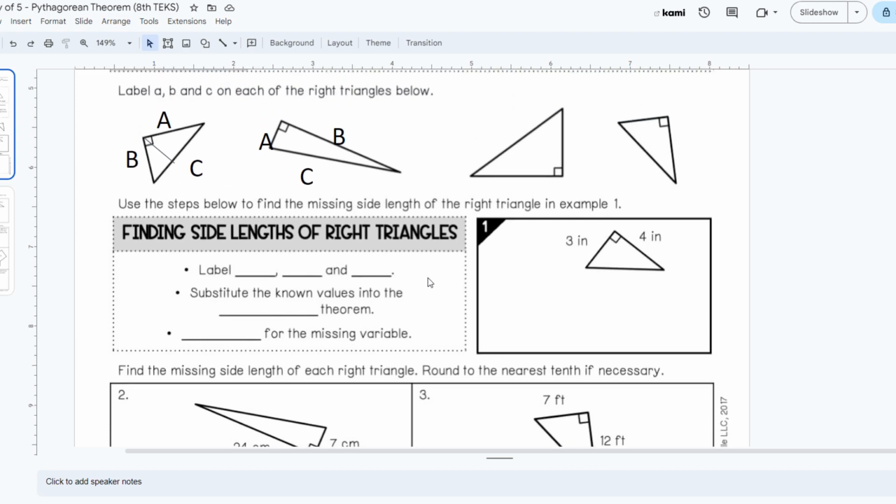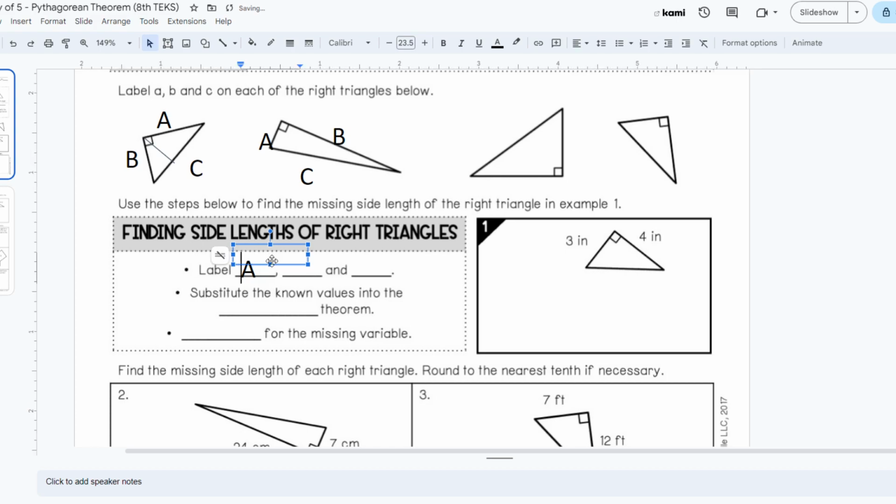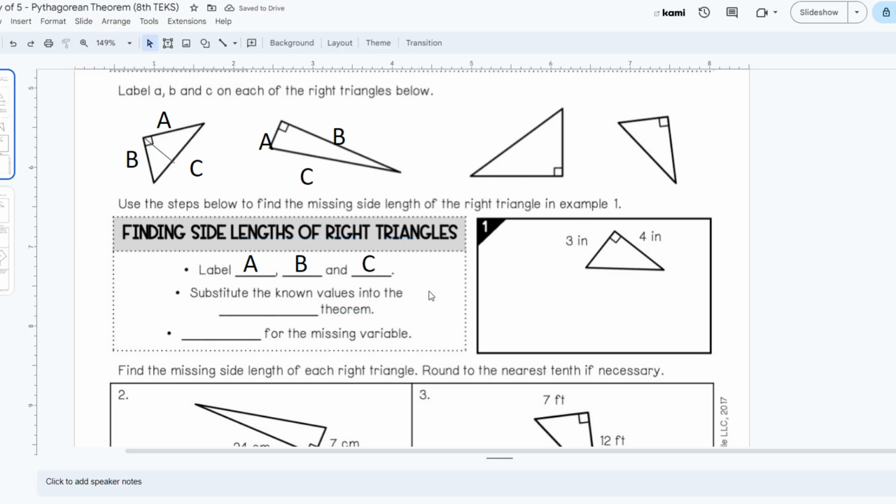All right. Use the steps below to find the missing side lengths of the right triangle in example 1. So first, we want to label our sides. So we want to label A. Hold on. We're going to want to label B. And I wish they put it in the right place, but that's okay. We will work around it. And we are also going to want to label C. So our legs and our hypotenuse.